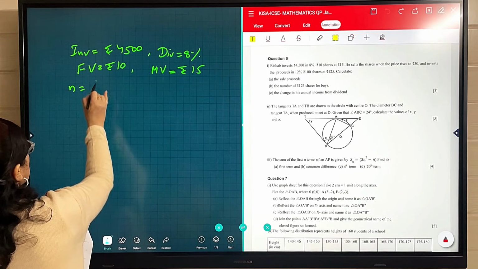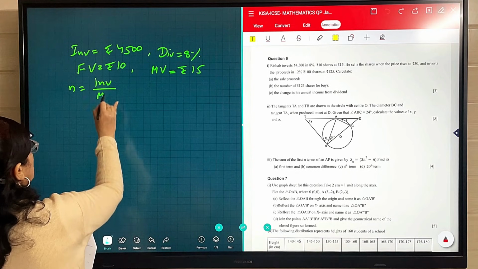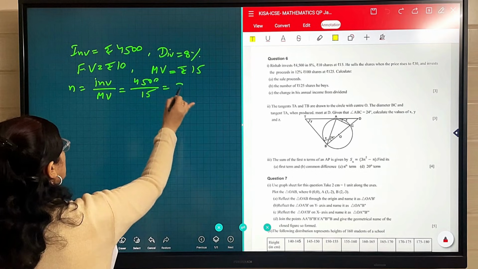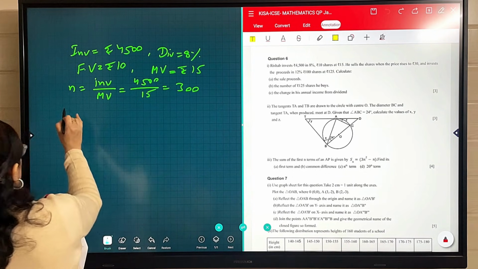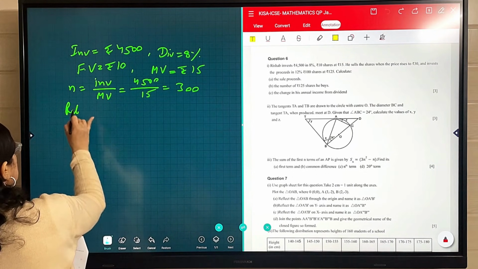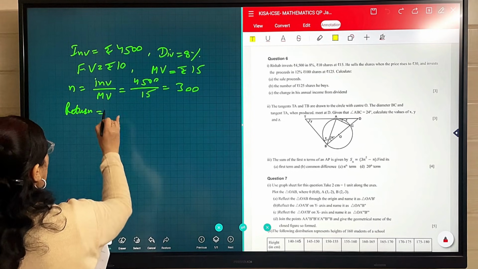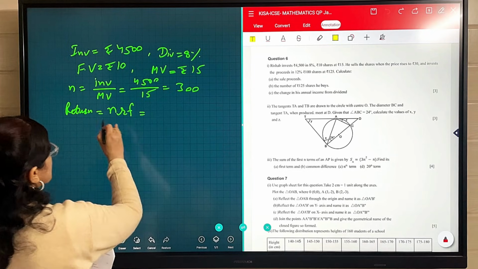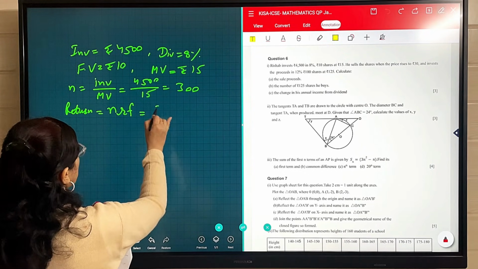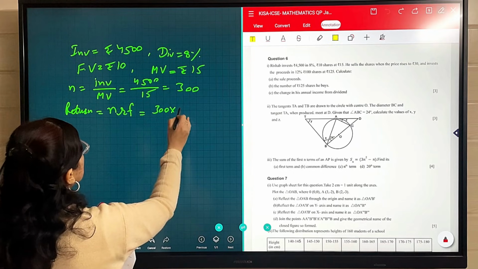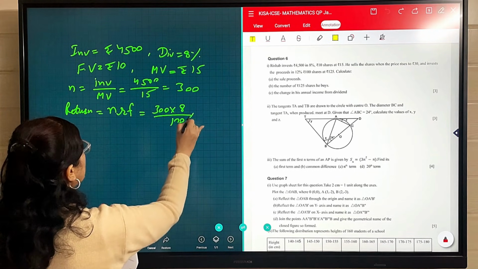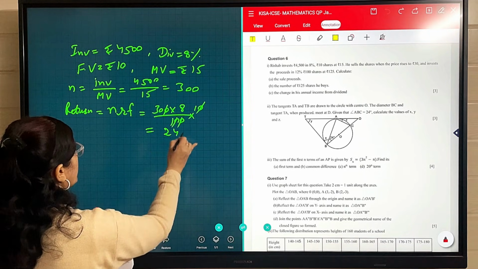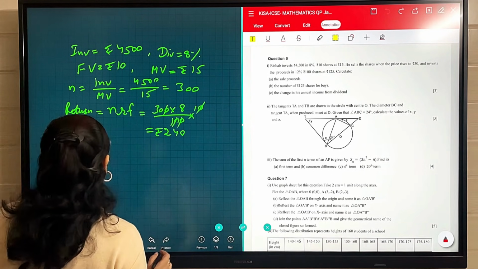So first we find the number of shares. The number of shares is equal to investment upon market value. So investment is 4500 divided by market value 15. It means the number of shares is 300. So total dividend, or you can say return or income, it is the same thing. I have told you my formula again and again: NRF. N is number of shares, 300, rate of dividend given in the question is 8 upon 100, and F is the face value which is 10. So your answer will be 240 rupees. So 240 rupees is the return.